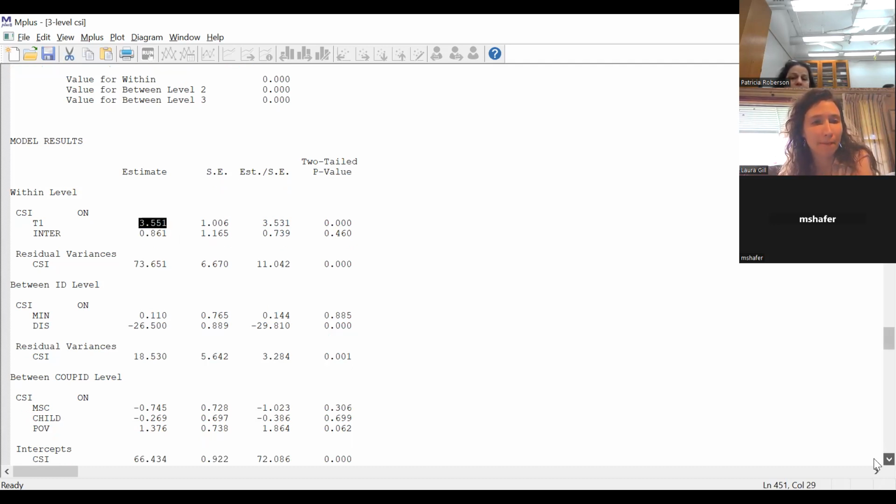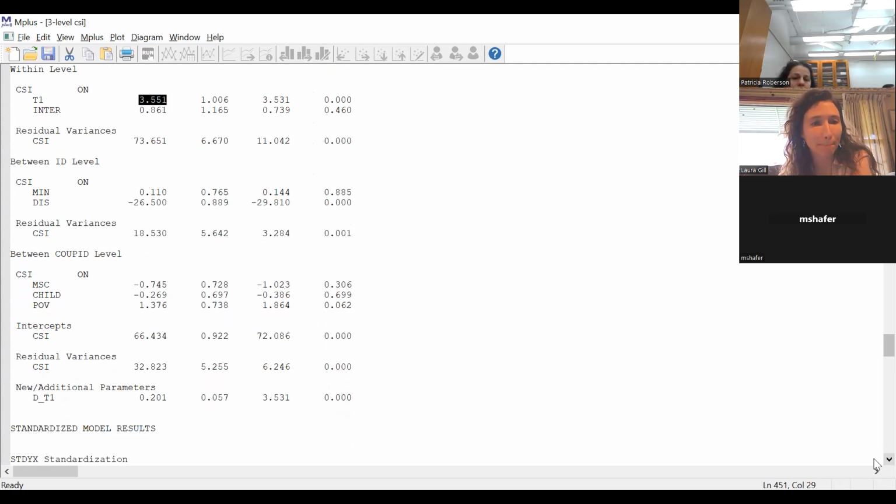And you can interpret that. In M+, you can also tell it to create new parameters. If you want to calculate effect size using Cohen's d, you can tell it to do that. And if you have an interaction term and simple slopes analysis, you can tell it to calculate the simple slopes as well, and it'll output all of that for you.